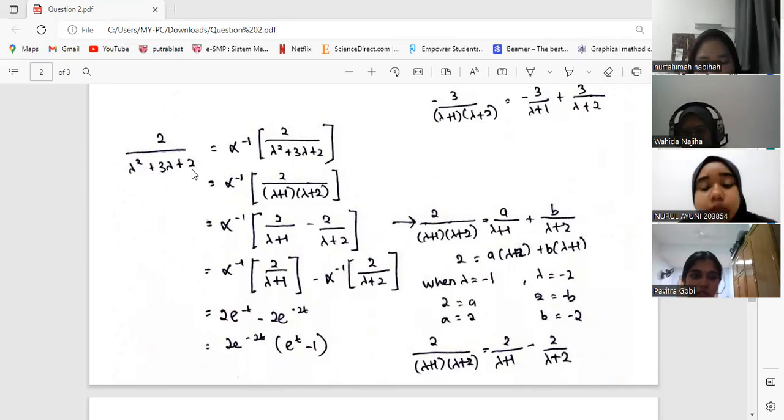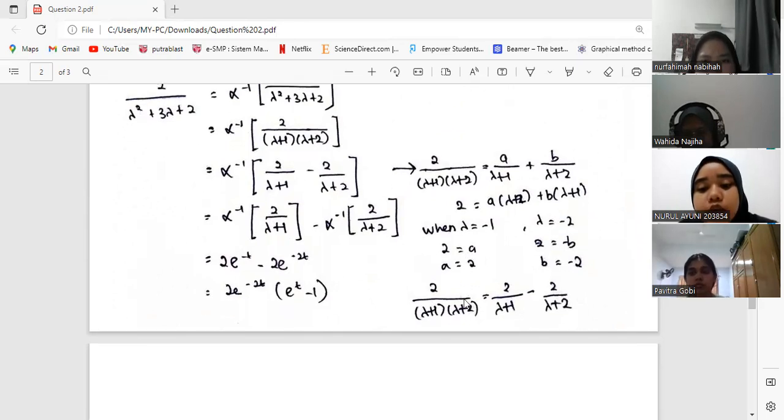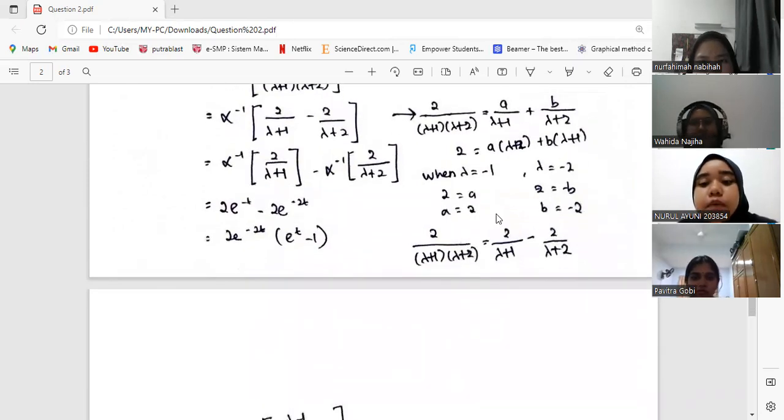Next, we will find for 2 over lambda squared plus 3 lambda plus 2. We use the same method, partial fractions, with lambda equal to negative 1 and also lambda equal to negative 2, and we get A equal to 2 and B equal to negative 2. So the final answer is 2 multiplied with e power of negative 2t multiplied with e power of t minus 1.